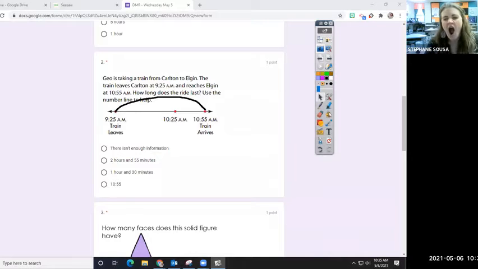Well, this number line did a very nice thing for us, and it gave us a little bit of a clue here. 9:25 to 10:25. Notice that right here, all this did was change the hour. 9 went to 10, 25 stayed the same. So that is 1 hour. So we know it's going to be at least 1 hour. Okay, so we're going to get rid of 10:55 because that's not a how long, that is a time itself.